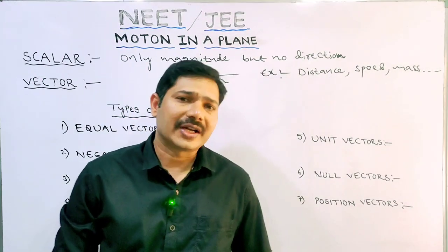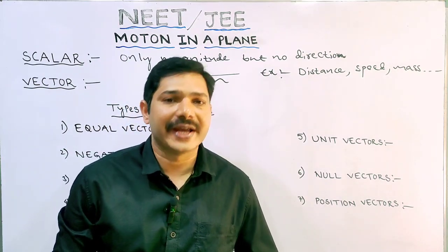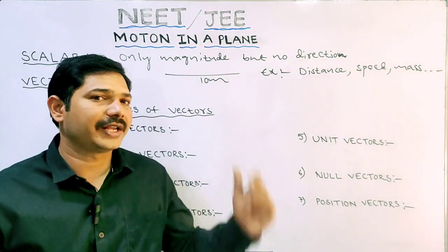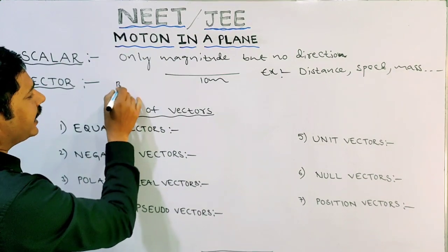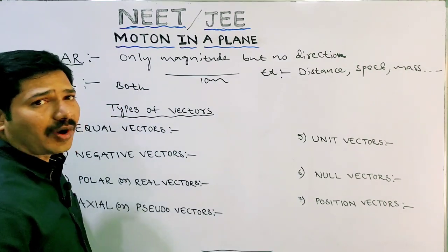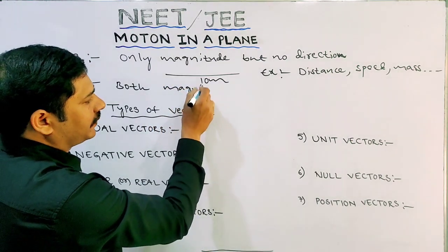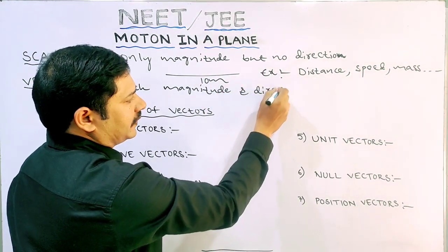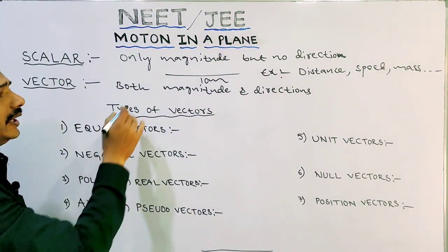Like that, vectors are the quantities which have both magnitude and direction. In the scalar case, only magnitude and no direction. Here, both magnitude and direction. The vector quantity means the physical quantities which have both magnitude and directions are called vector quantities.